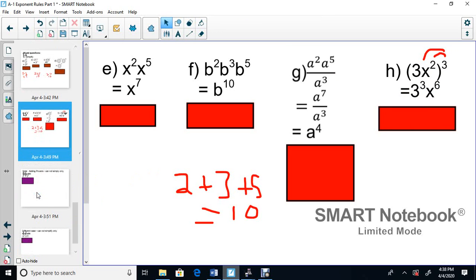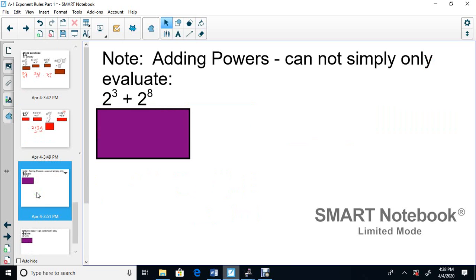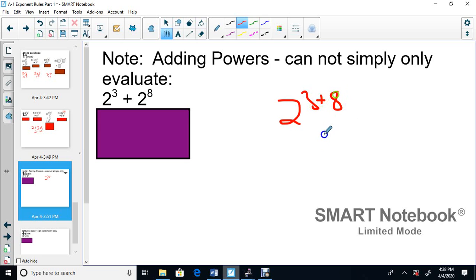We've got 2 more little items here, and we're just about done. Okay, adding powers cannot simplify, only evaluate. So here, you've got 2 to the 3 plus 2 to the 8. Do not do this. This is wrong. This is not 2 to the 3 plus 8. Some people think it's this, and they do 2 to the 11. No, that's wrong. Do not do that.